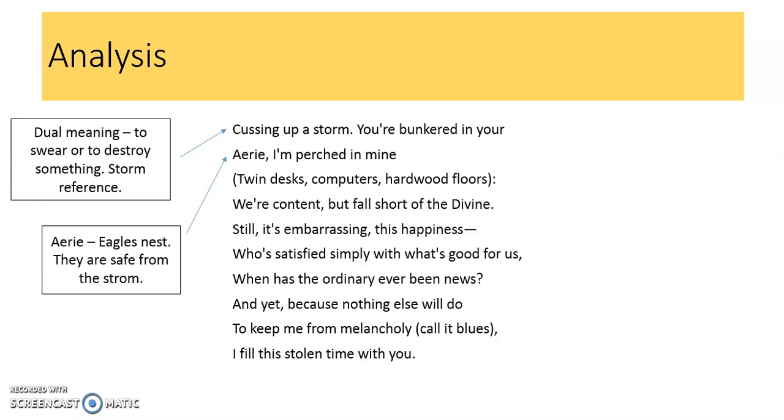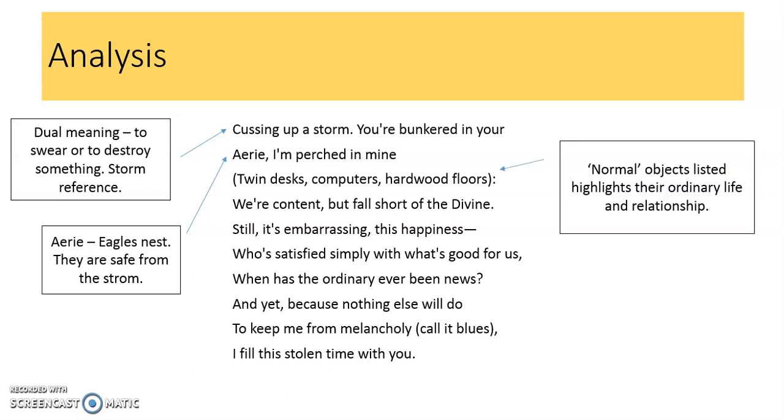This word eyrie here is a term for an eagle's nest. She's creating the idea that they're safe from the storm. It goes on to list a few normal objects. It could be to highlight their ordinary life and their relationship. She says the words, we're content. She's happy, she's in love with her husband.